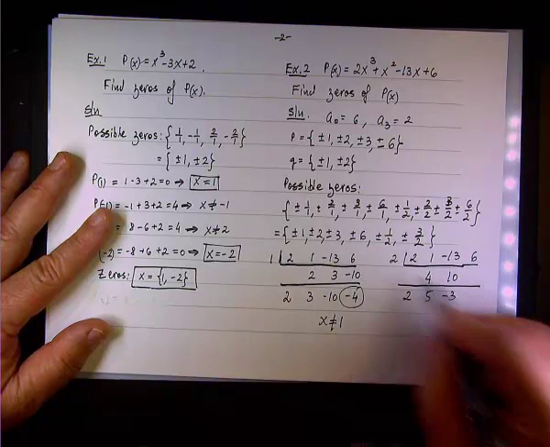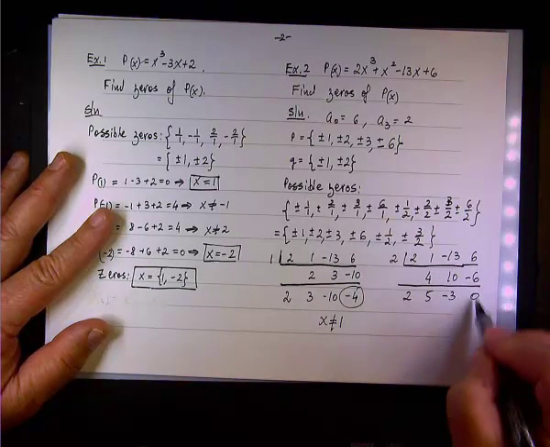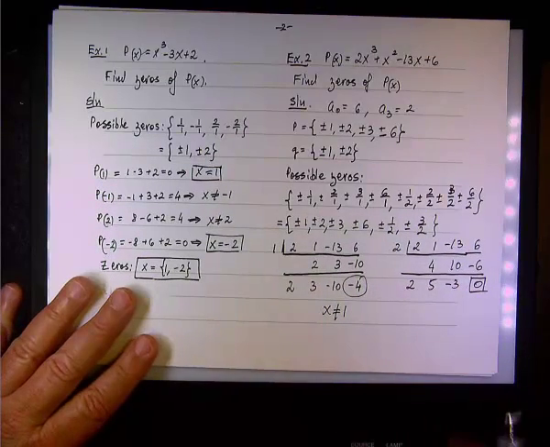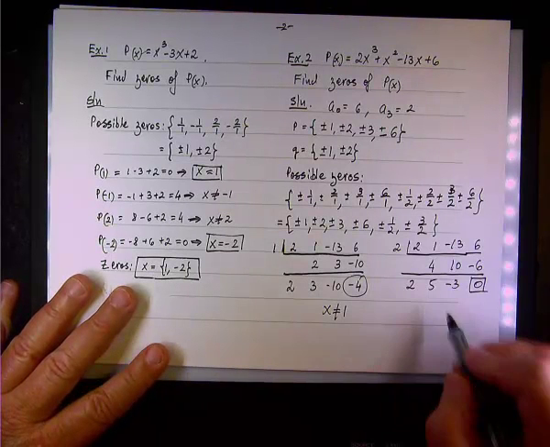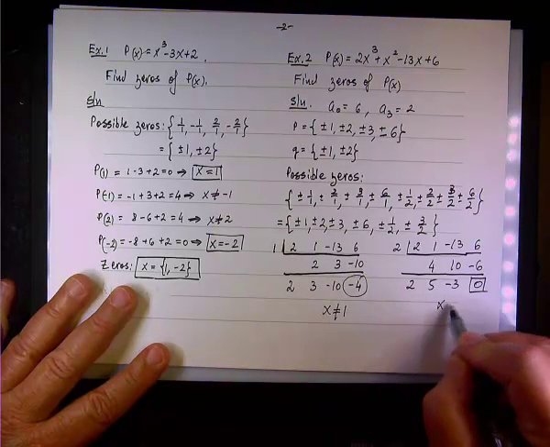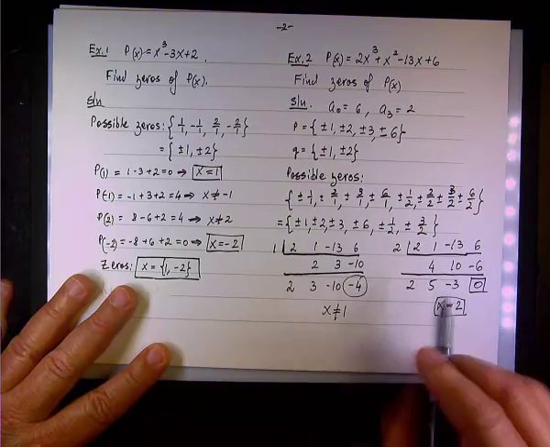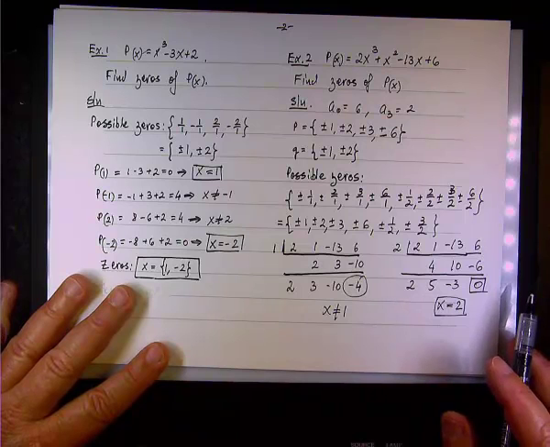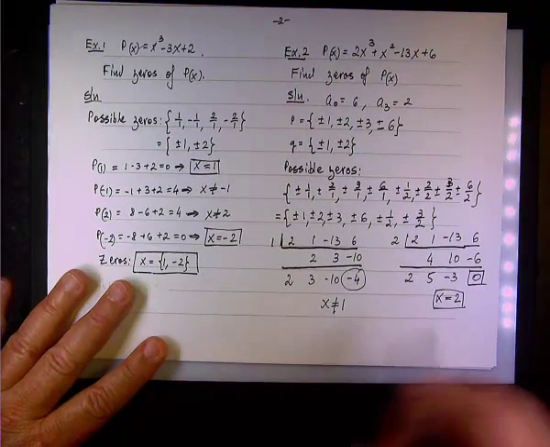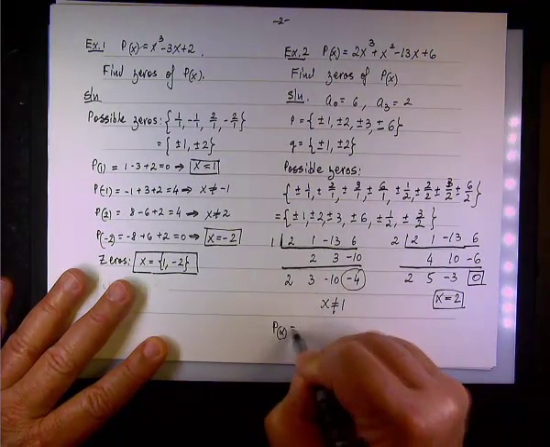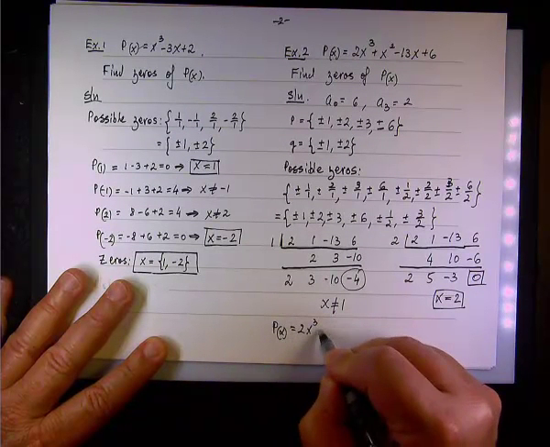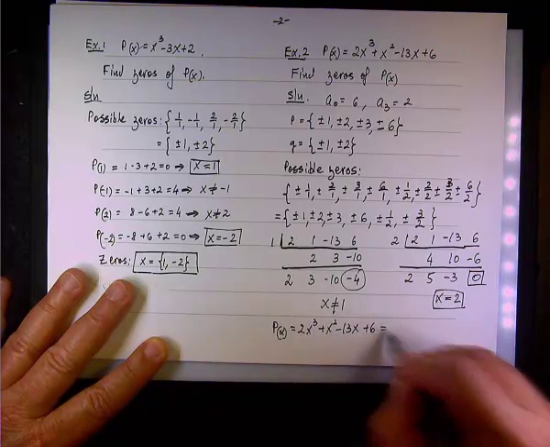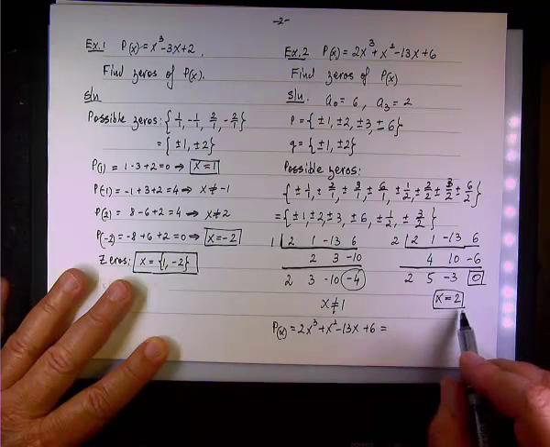So again, 2, 1, negative 13, and 6. Doing synthetic division. Drop the 2. 2 times 2 is 4. 1 and 4 is 5. 2 times 5 is 10. Negative 13 and 10, negative 3. 2 times negative 3 is negative 6. Bingo. Remainder of 0. But this tells you more than the fact that x equals 2 is a zero. It tells you that after the division, the coefficients of the quotient are 2, 5, and negative 3.